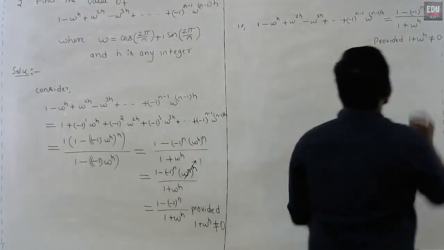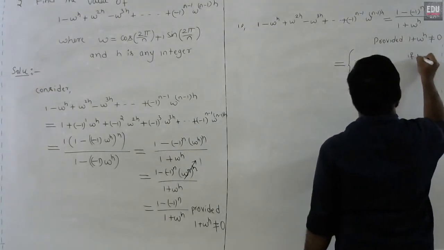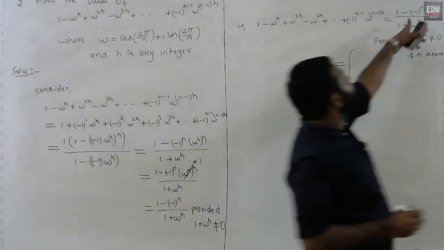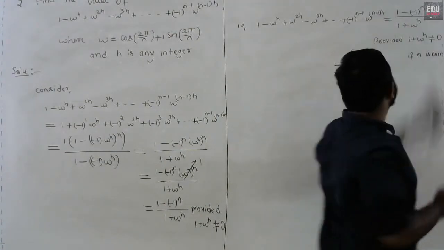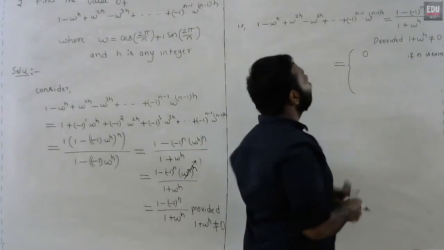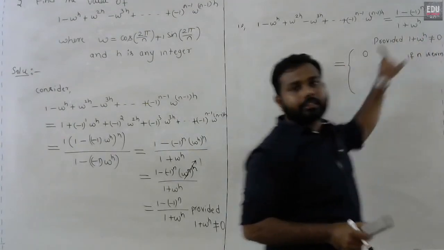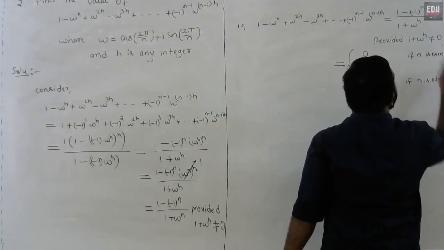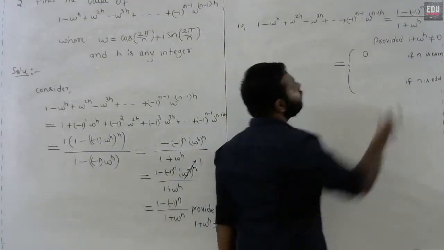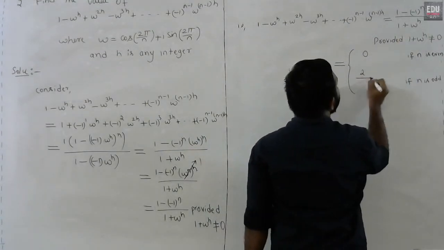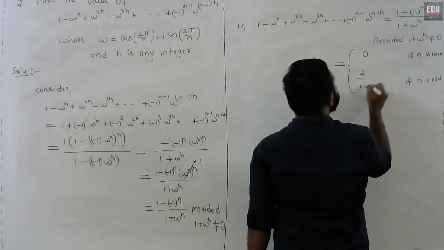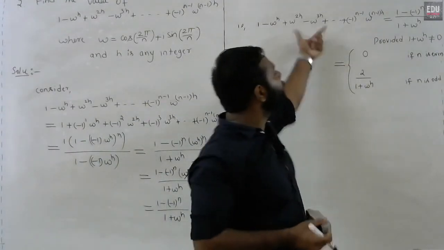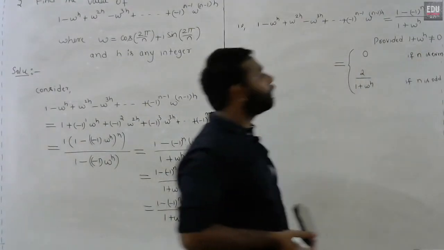So what happens if n is even? If n is even, minus 1 to the power n will be 1, 1 minus 1 will be 0, so 0 by any non-zero finite quantity is 0. And what happens if n is odd? If n is odd, minus 1 to the power n is minus 1, minus into minus is plus, so it will be 1 plus 1 is 2, so 2 by 1 plus omega power h. So these are the values of the sum, provided 1 plus omega power h is non-zero.